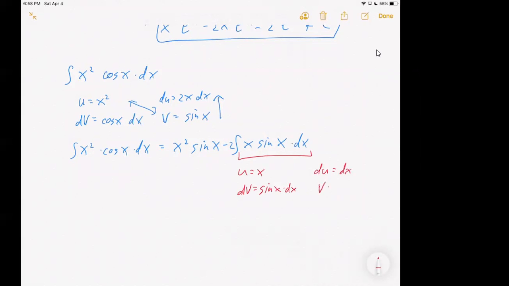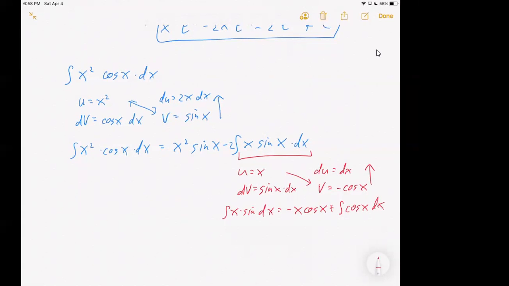And v will be the integral of sine, which is negative cosine of x. All right, and then we zig and zag, and we can say that this part, the integral of x sine x dx, must be equal to zig, negative x cosine x, minus the integral of the zag. Oh, but that's a minus in there, so uv, so it becomes plus the integral of cosine x dx, right?